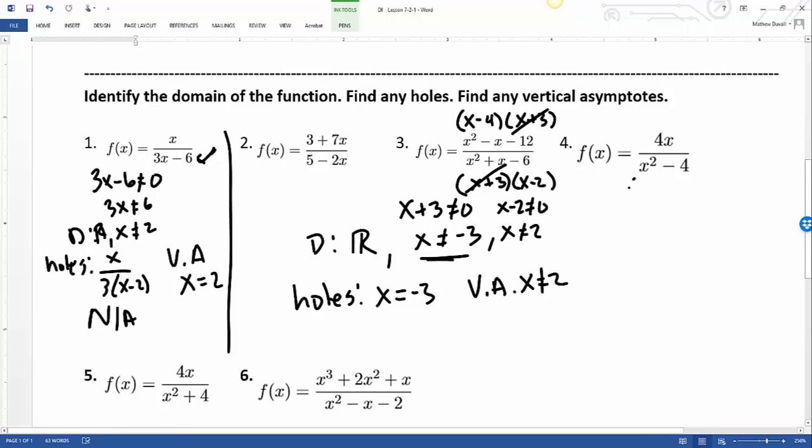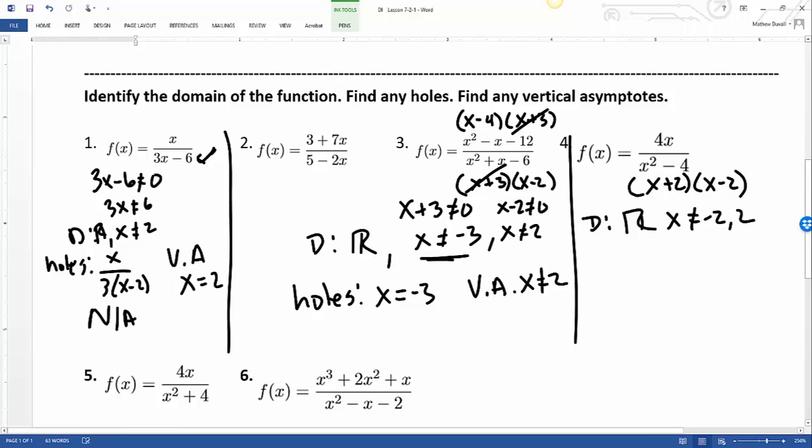For number 4, this factors. So my domain is all real numbers where x cannot equal negative 2 and positive 2. Nothing cancels out, so I don't have any holes. But my vertical asymptote is at x equals negative 2 and positive 2.